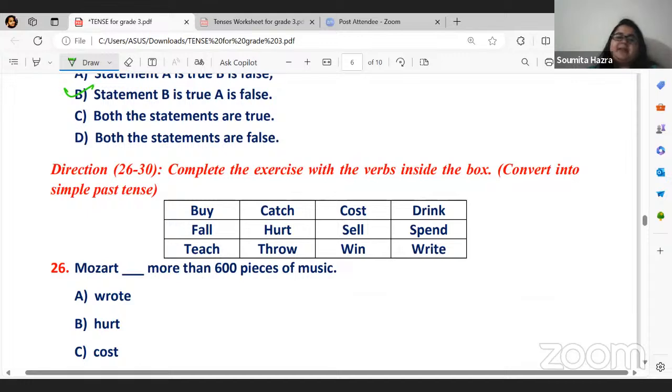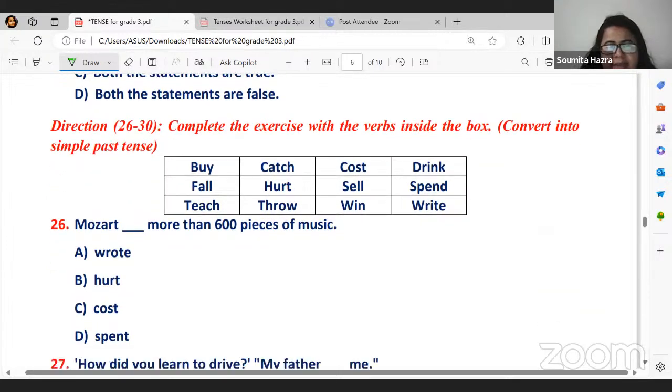The more tricky the questions are, the more fun it is to solve them, right? Complete the exercise with the verbs inside the box. Convert into simple past tense. There are verbs written inside this box. These are the options. You will have to change them into past form and then fill up the blanks.